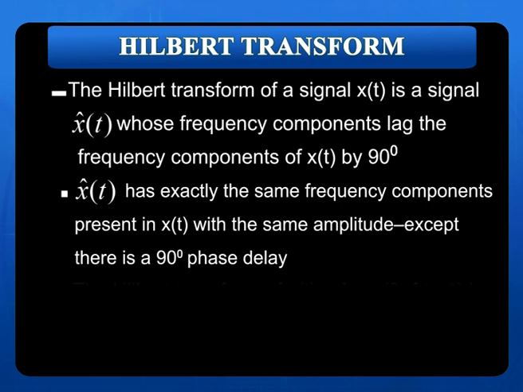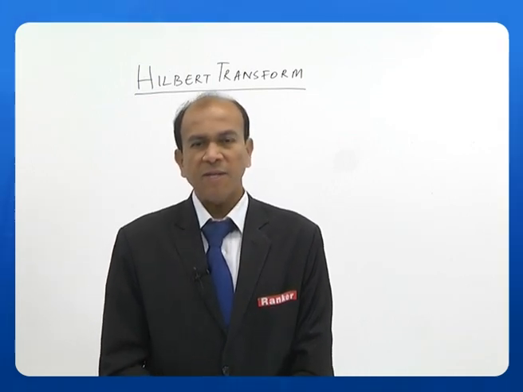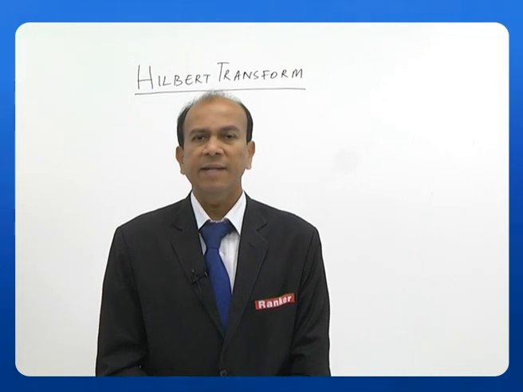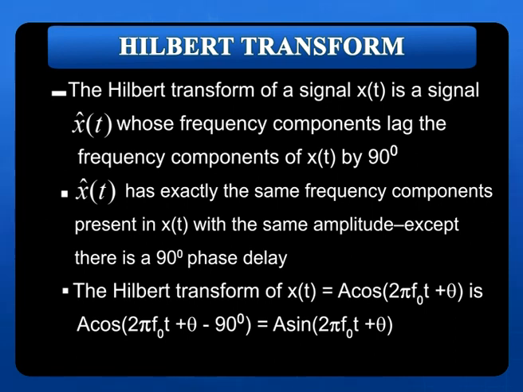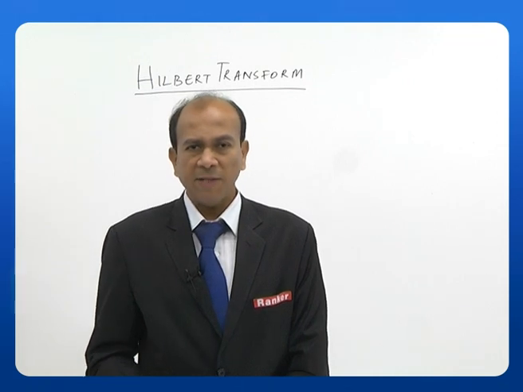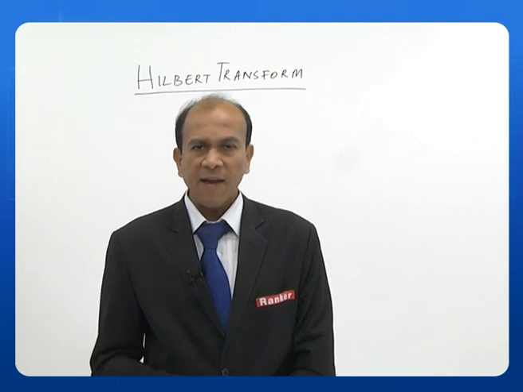So, x cap of t has exactly the same frequency components present in x of t with the same amplitude. The amplitude is also not changing, but what is the difference? There is a phase lag of 90 degrees when I take the output of a Hilbert transform. That means the Hilbert transform of, let us say, x of t equal to A cos(2 pi f naught t plus theta) is A cos(2 pi f naught t plus theta minus 90 degrees), that is A sin(2 pi f naught t plus theta). That means a cosine function with a certain phase, when it passes through a Hilbert transform, has a phase lag of 90 degrees added and the result will be a sine function.